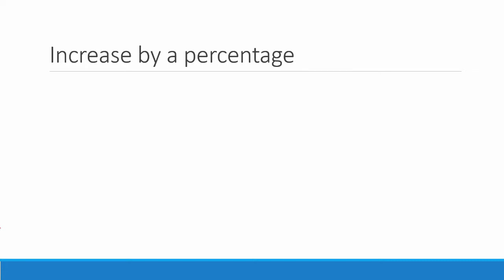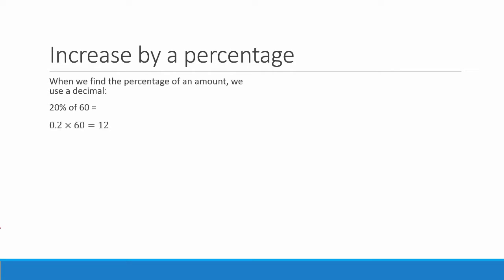Hi guys, in this video we're going to learn about increasing and decreasing by a percentage. So first of all, just to recap, when we find a percentage of an amount, we use a decimal number. So if I wanted to find 20% of 60, I would be dividing that 20 by 100 and I'd end up with 0.2. And then of is times, so it would be 0.2 times 60, and that is 12.